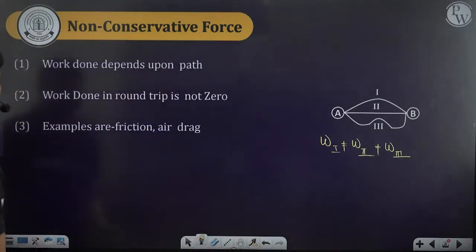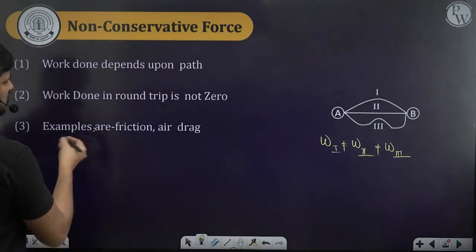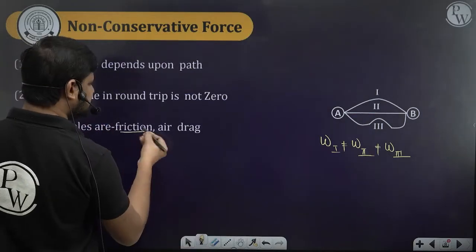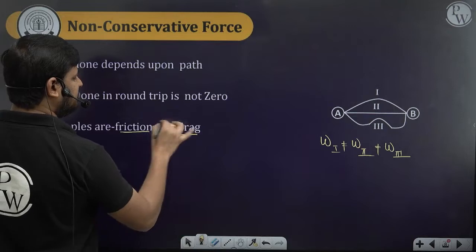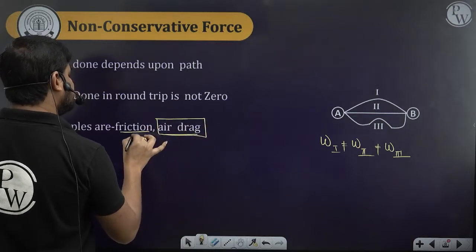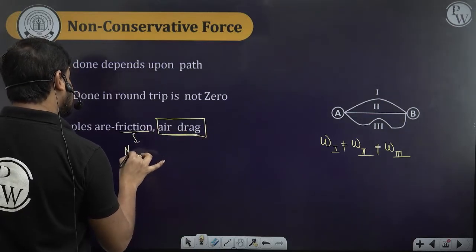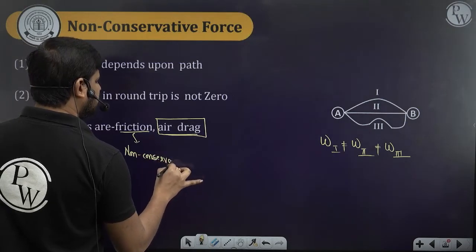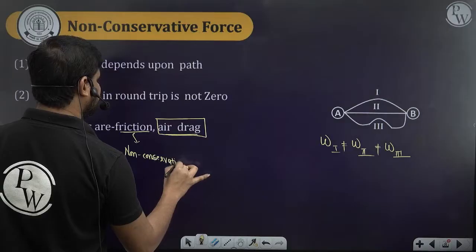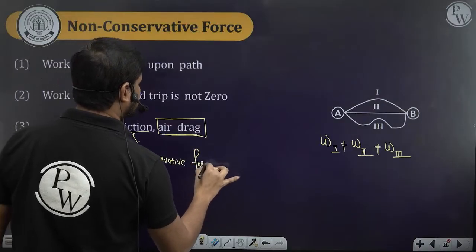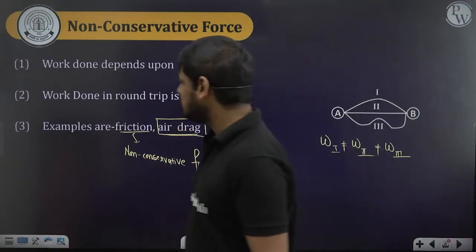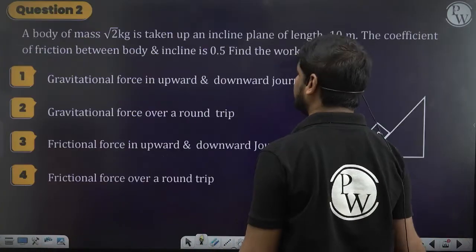Clear, guys? And then, what are the major non-conservative forces in our syllabus? One is frictional force and the other one is air drag. We do not use this. So the friction force is a non-conservative force, remember. The work done by the frictional force in the round trip is not equal to 0. We'll see questions as well so that you'll understand better.